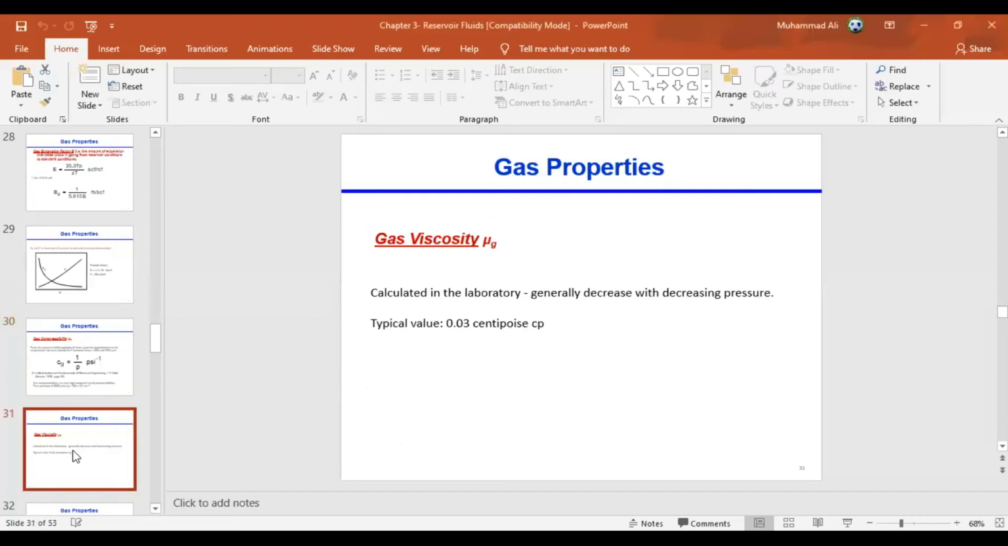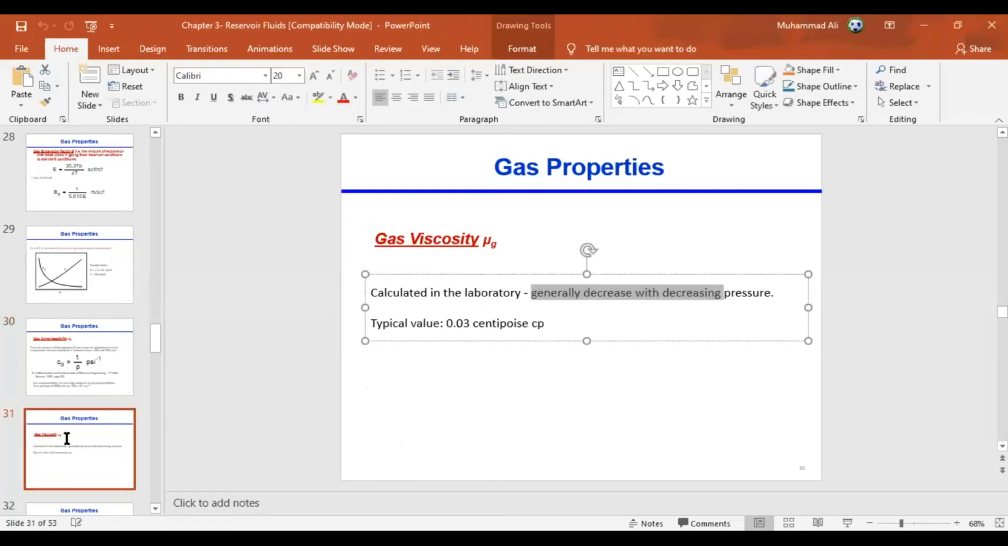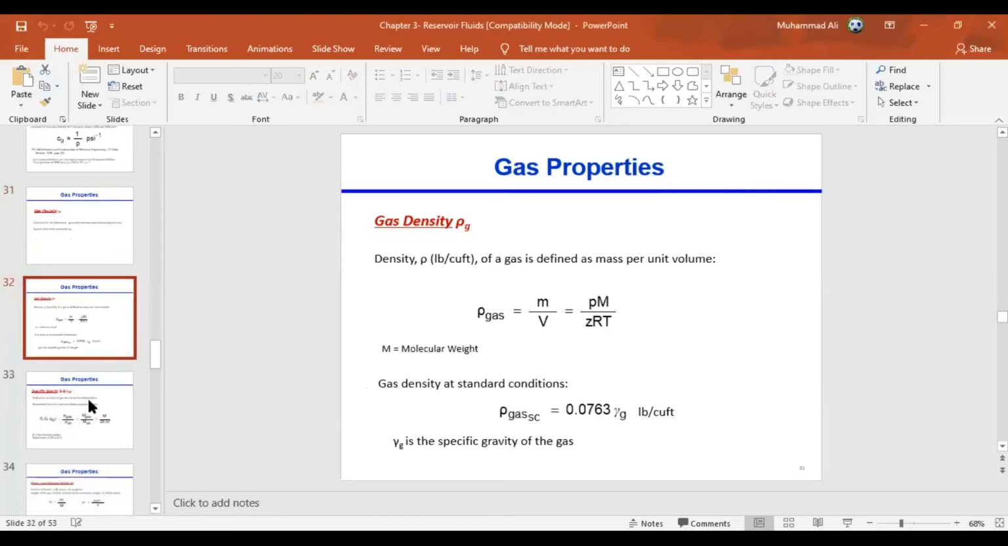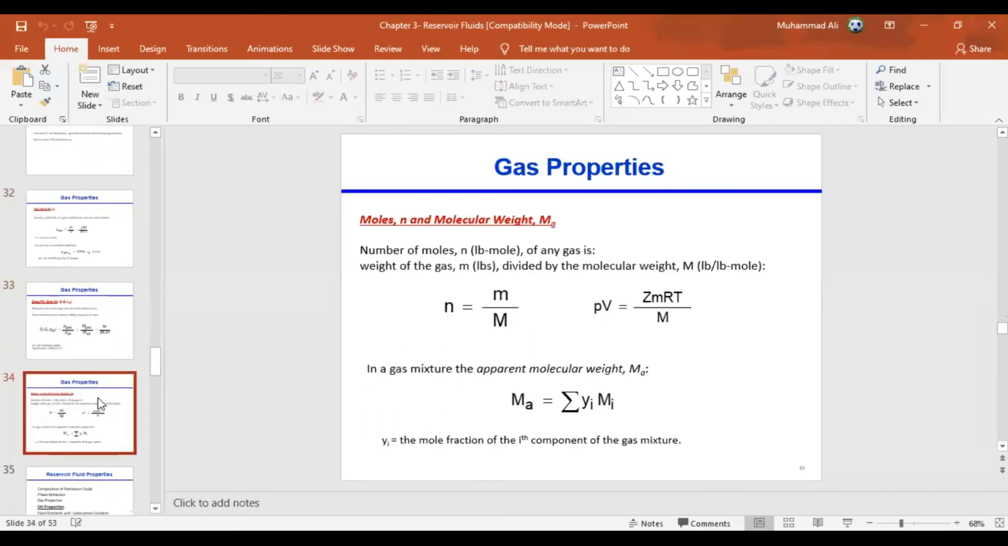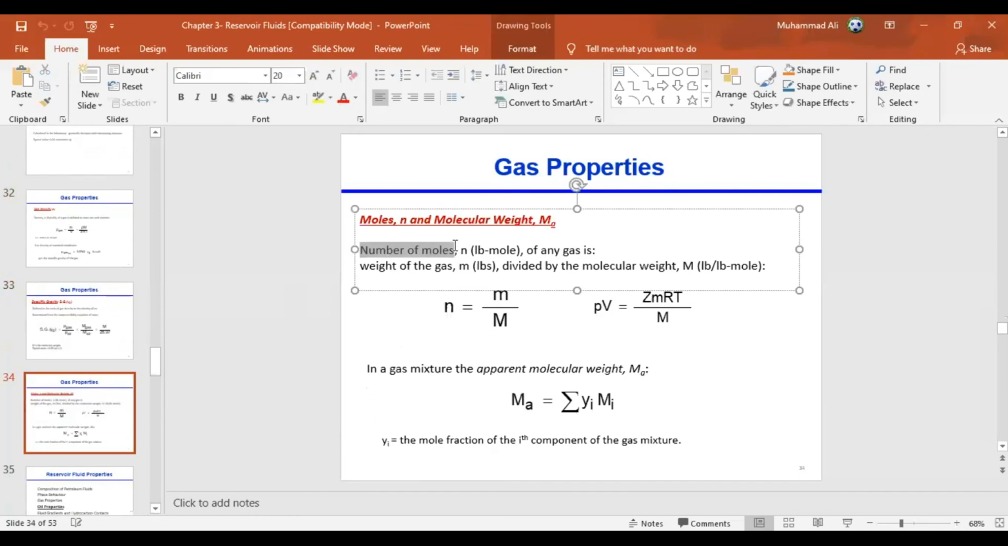Viscosity, you all know, generally decreases with decreasing pressure. As the pressure declines, the viscosity of the gas also declines. Then densities, viscosity, specific gravity, you know all of them. Then we have one concept, moles, the number of moles. Can anyone describe what the number of moles is? What is a mole? 1 mole.